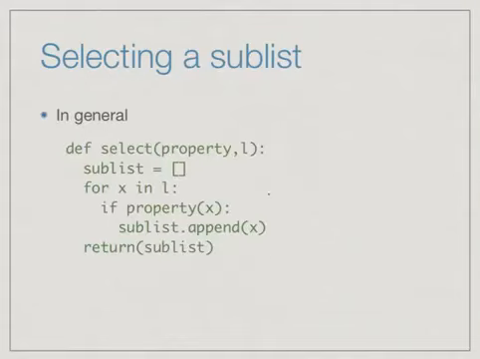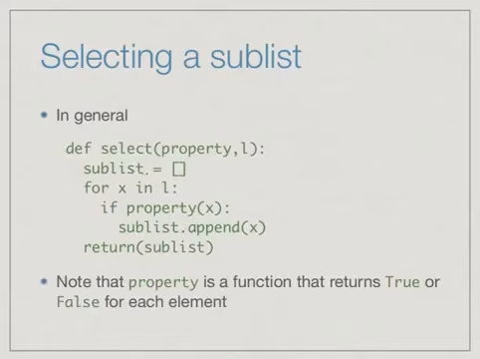So in general, you could write a select function which takes a property and a list, and it creates a sublist by going through every element of the list, checking if the property holds, and for those elements for which the property holds, appending it to the sublist. So the difference between select and our earlier map function is that property is not an arbitrary function. It doesn't manipulate L at all. All it does is it checks whether a property is true or not. So property will be a function which takes an element in the list and tells us true or false. If it is true, it gets copied to the output. If it is false, it gets discarded.